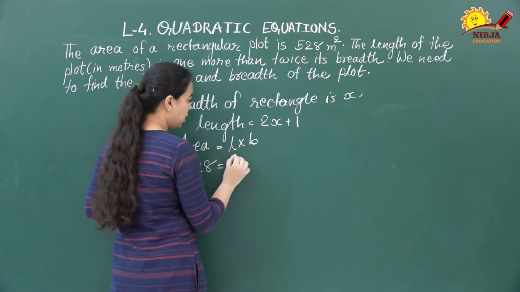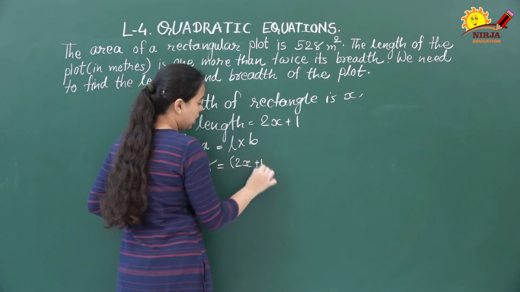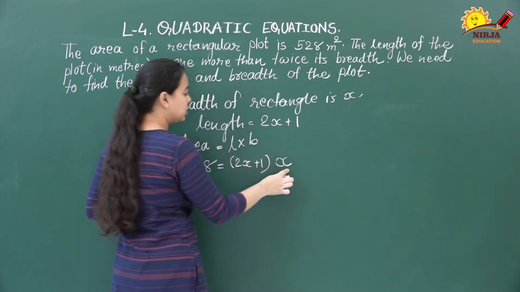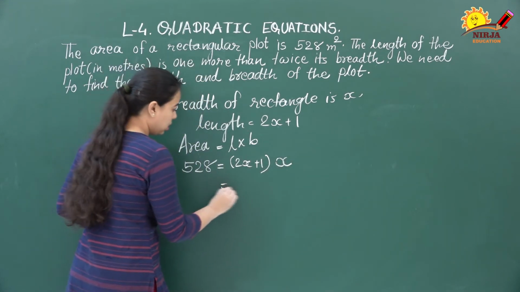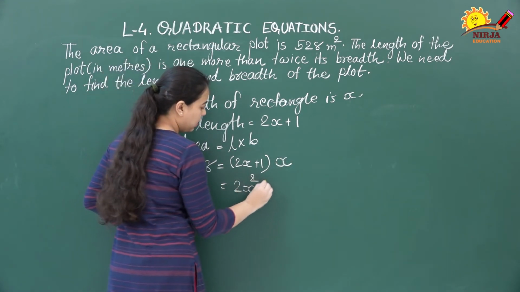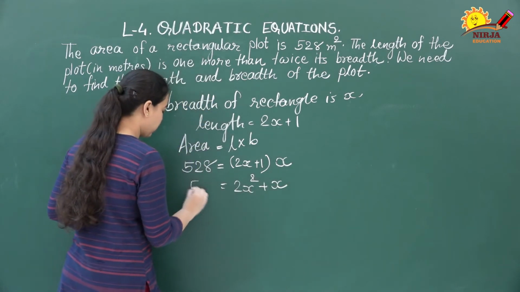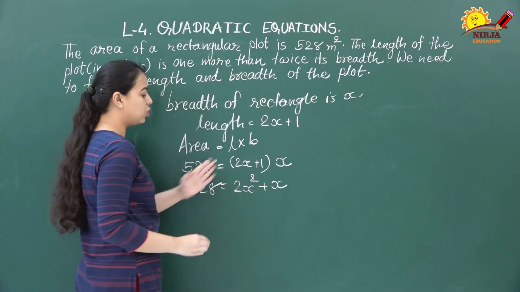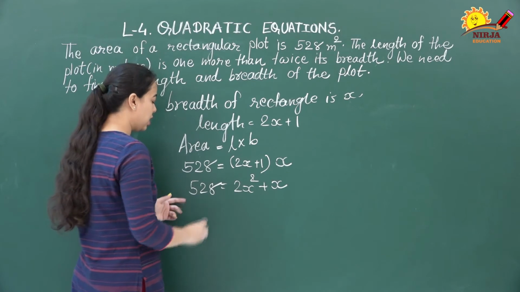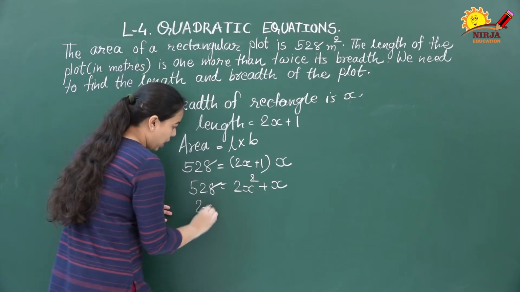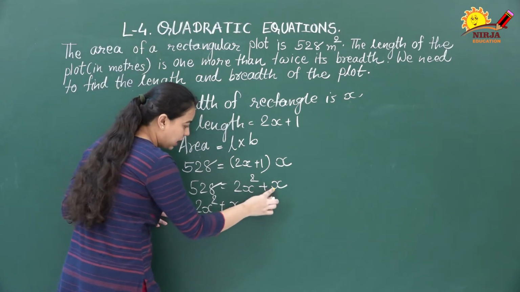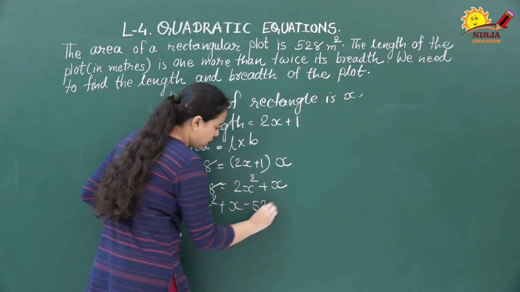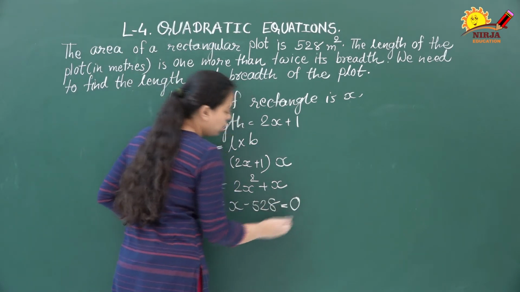Length is 2x plus 1. Breadth is x. Let's multiply these: 2x square plus x, and here it is 528. So I am going to take this 528 to this side, so it can be written as 2x square plus x minus 528 is equal to 0.